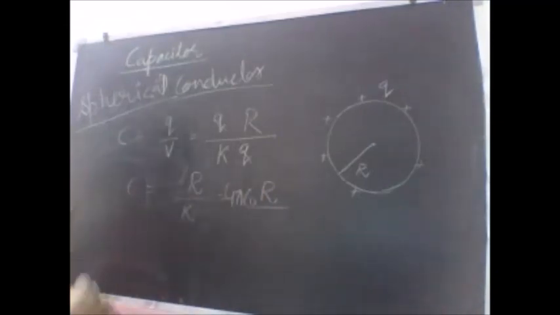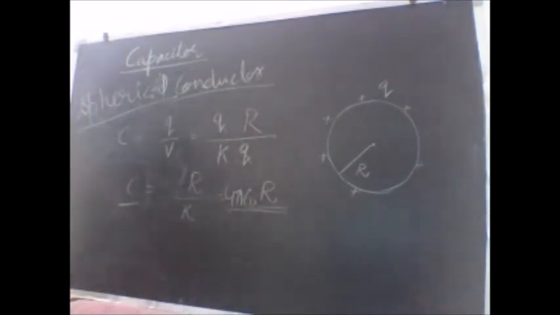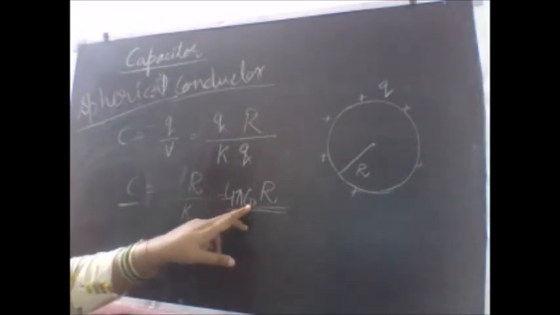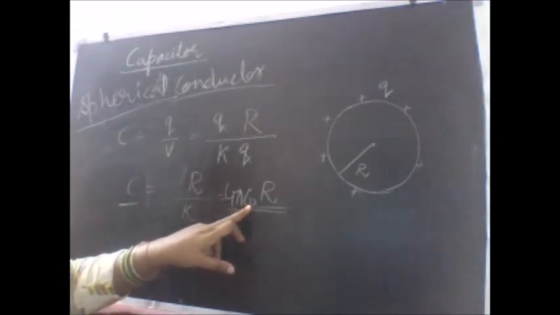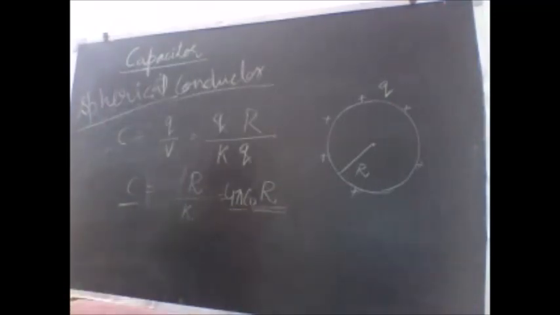So this value of K comes out to be R by 4 pi epsilon naught. What does this mean? This capacitance depends on how many parameters? 4 pi is a constant. It depends on epsilon, which is a medium specific property, the permittivity of the medium. R depends upon the radius, the dimension. That means capacitance has nothing to do with the charge and the potential.